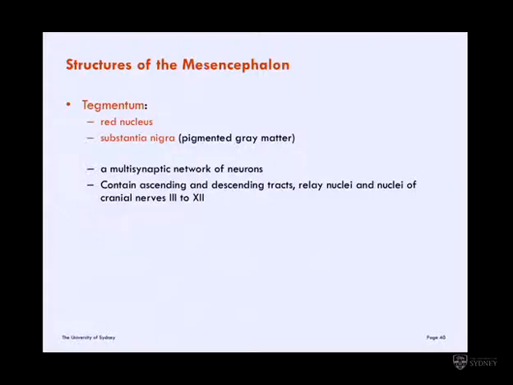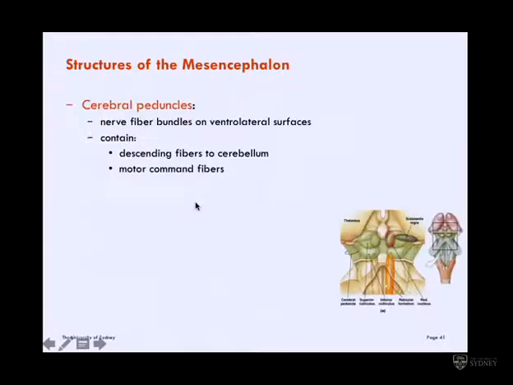The tegmentum consists of the red nucleus and substantia nigra, important structures. It's a multisynaptic network of neurons containing both ascending and descending tracts, and the nuclei of cranial nerves 3 to 12. Okay, that's in the tegmentum, the entire aspect of the tegmentum. We spoke about the cerebral peduncles, these structures here on the side. So note we have cerebral peduncles and we have cerebellar peduncles. Okay, different functions.